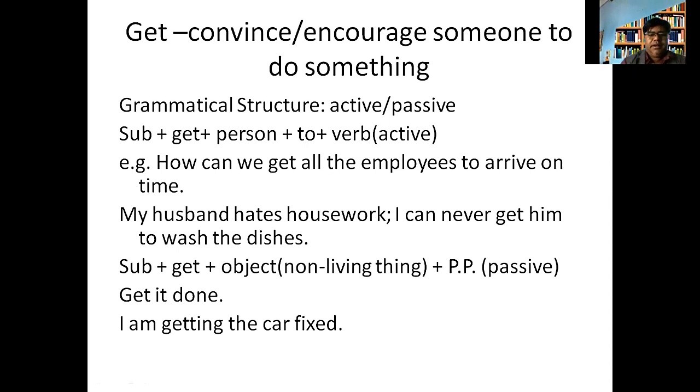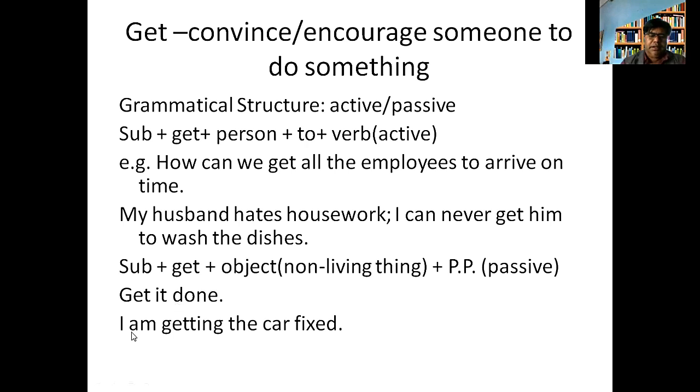My husband hates housework. I can never get him to wash the dishes. It means I cannot convince him to wash the dishes. I cannot convince, therefore it is negative. So: subject plus get plus object. When the object comes, or a non-living thing comes, then we use the past participle form, and it is the passive structure.